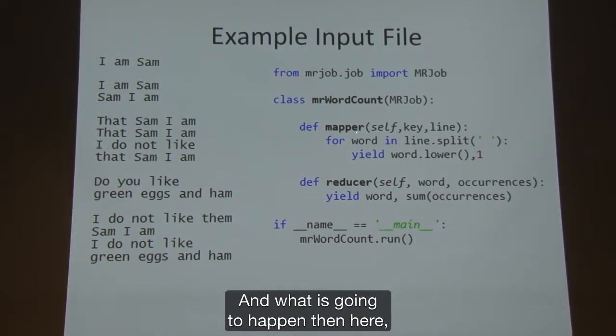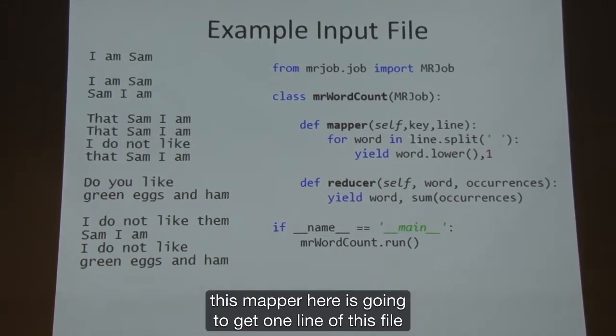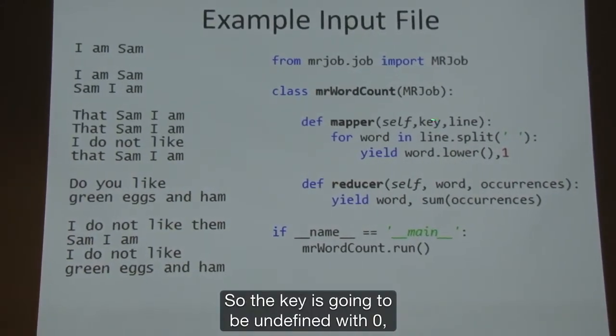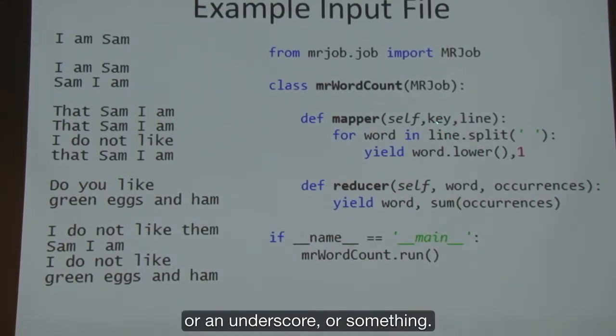And what is going to happen then here, this mapper is going to get one line of this file per call of this function. So the key is going to be undefined. It's 0 or an underscore or something. Might be the line number, but we don't care that much. We care about the line here.